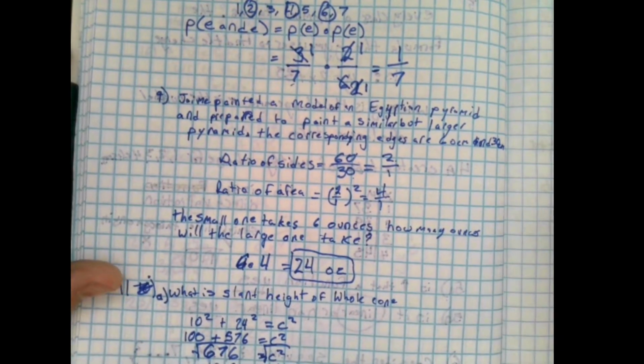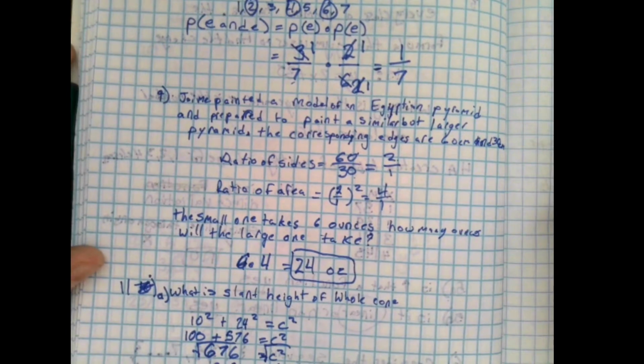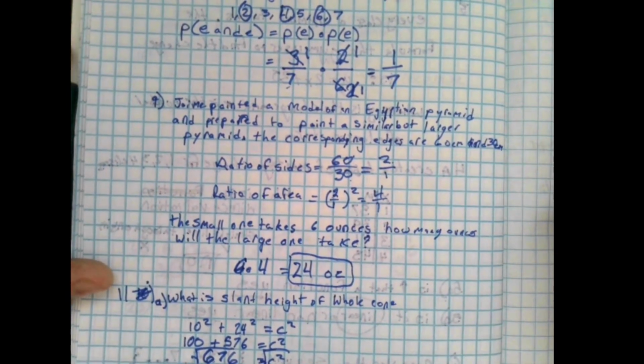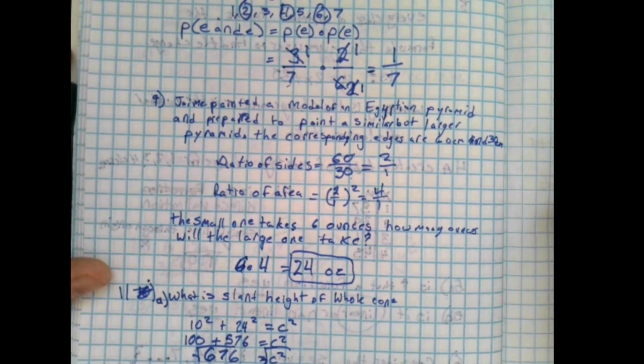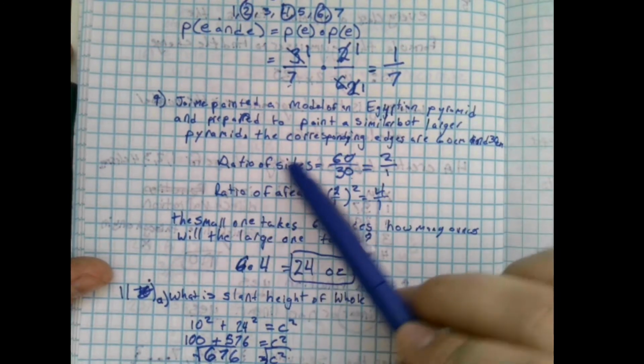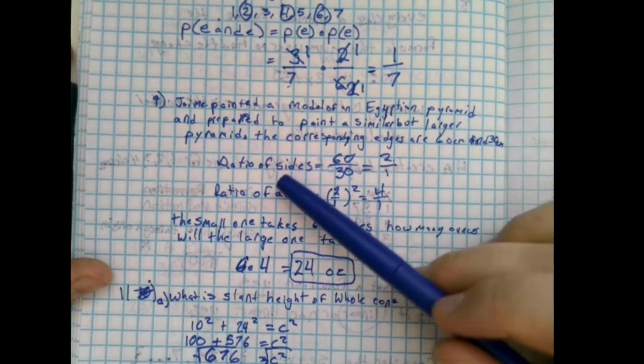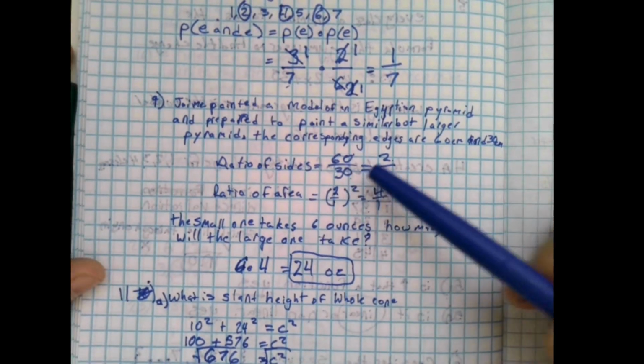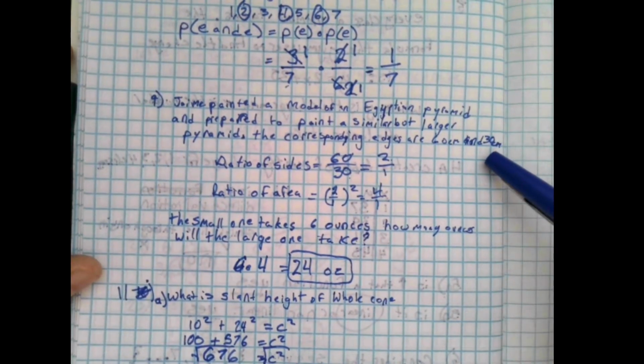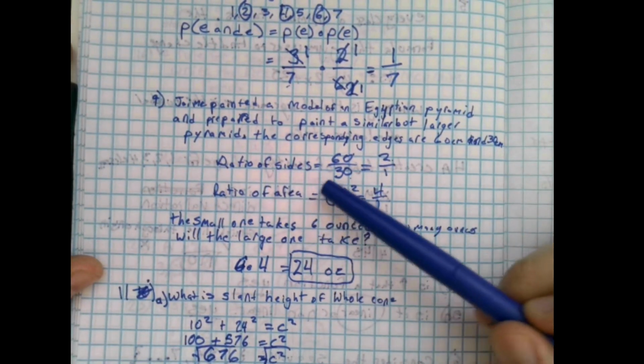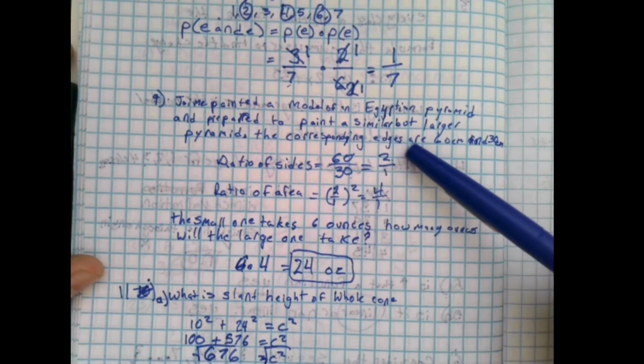Question number 9 says Jamie painted a model of an Egyptian pyramid. He then prepared to paint a similar but larger model of the pyramid. The corresponding edges are 60 centimeters and 30 centimeters. We first find the ratio of the sides. 60 over 30 gives us 2 to 1.